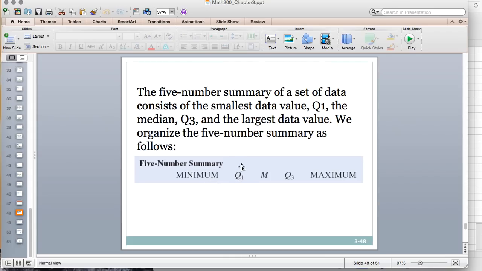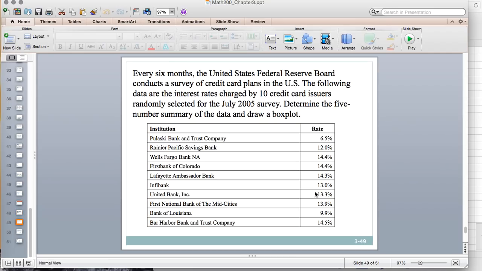And then you report the first quartile, then the median, then the third quartile, and then the maximum. And that's your 5 numbers. That's your 5-number summary.